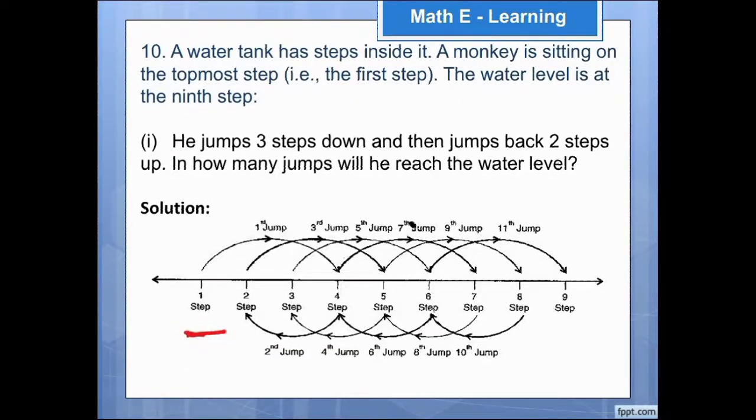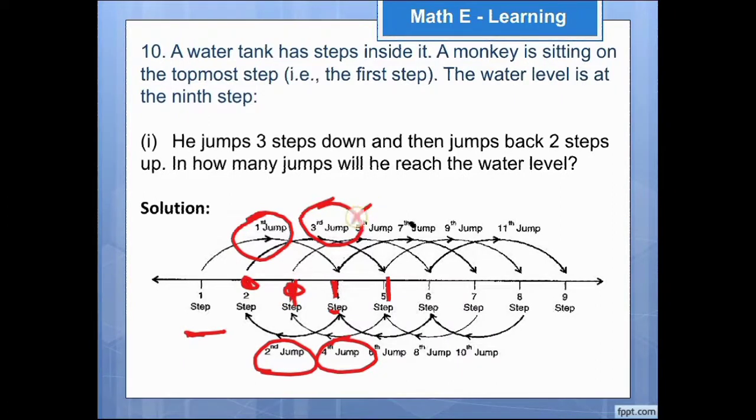He jumps 3 steps down and he reaches the 4th step. So after the first jump he will be on the 4th step. Then after the second jump he goes back 2 steps up, so he reaches here. Then after the third jump, 1 2 3, he reaches the 5th step. Then after the fourth jump, 1 2, he reaches here.